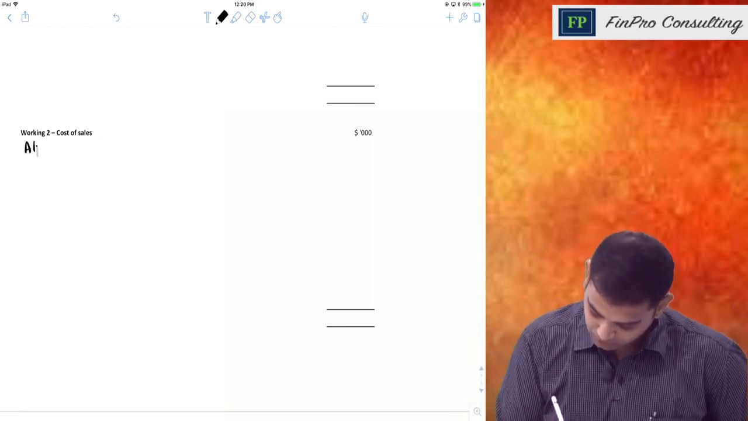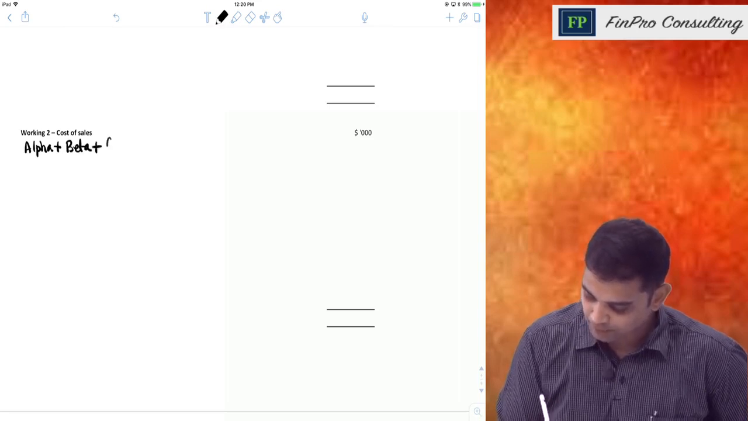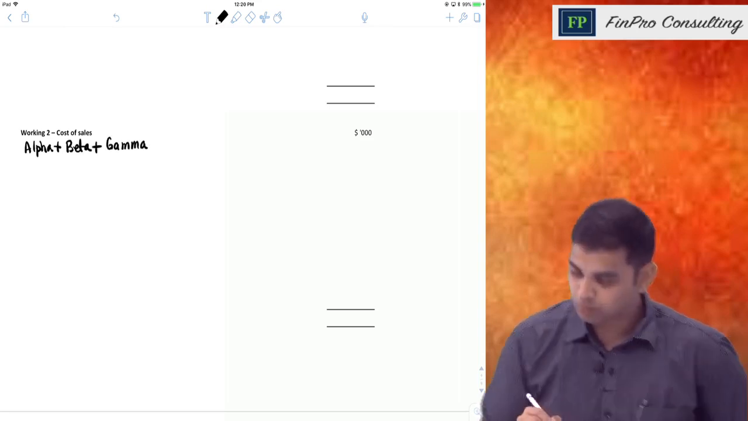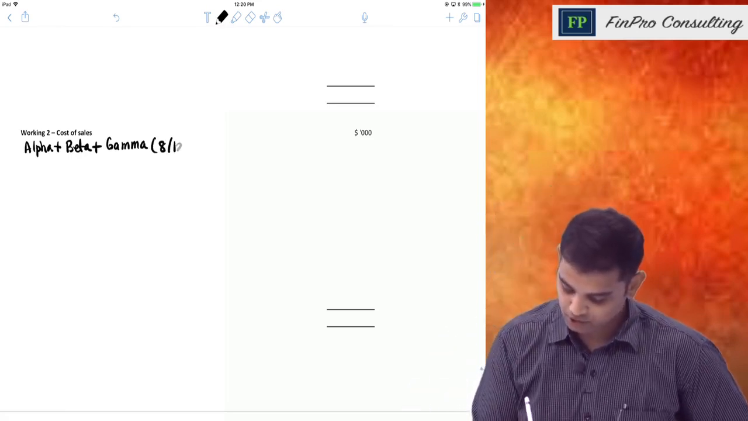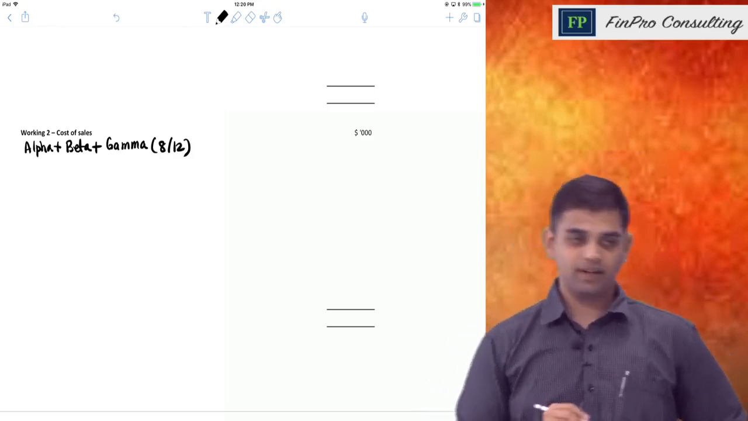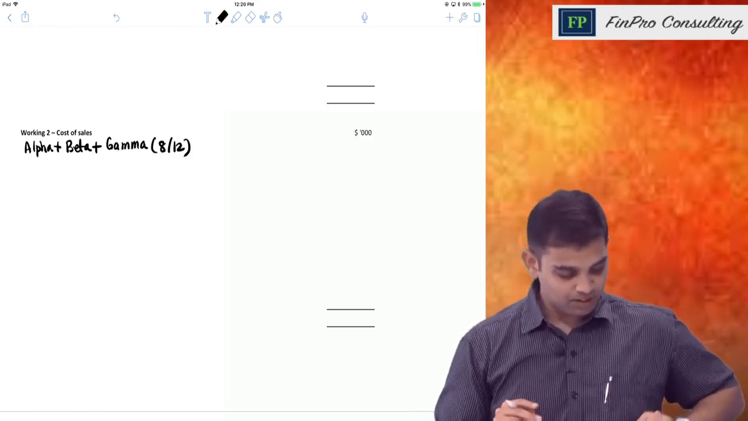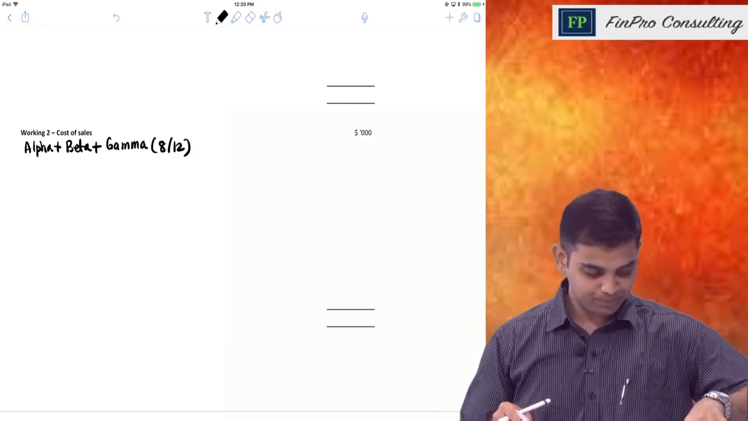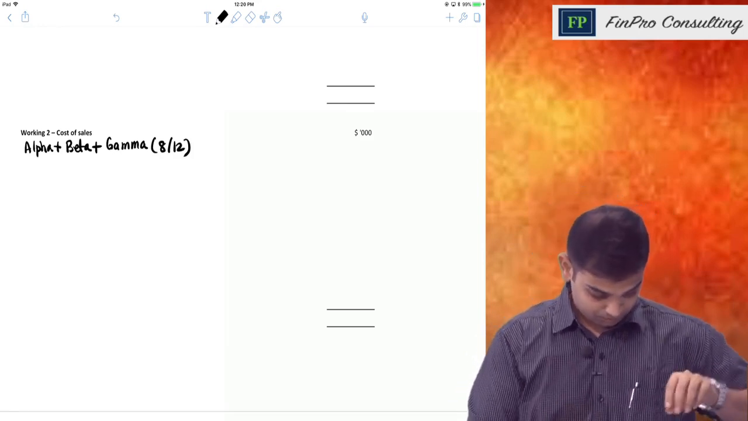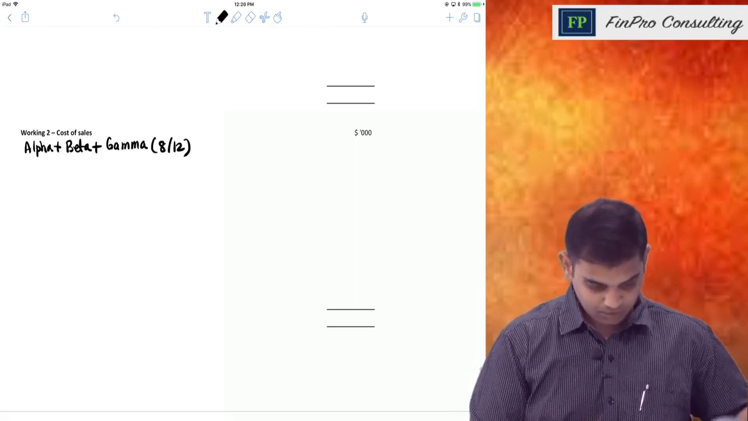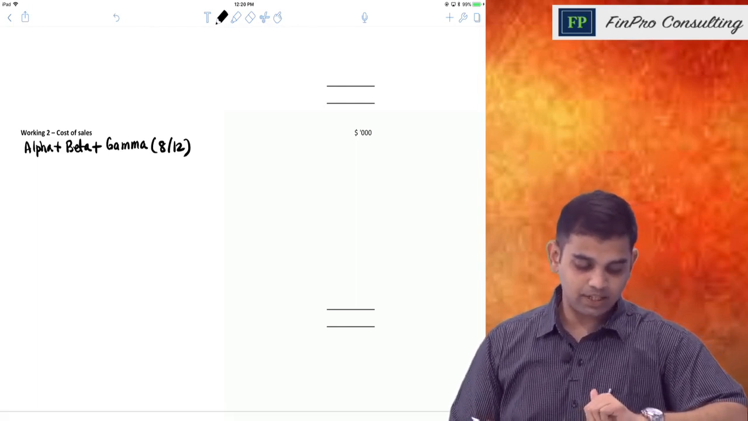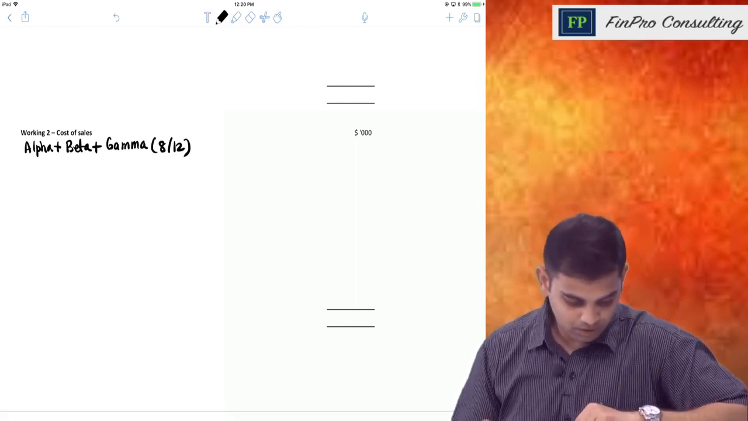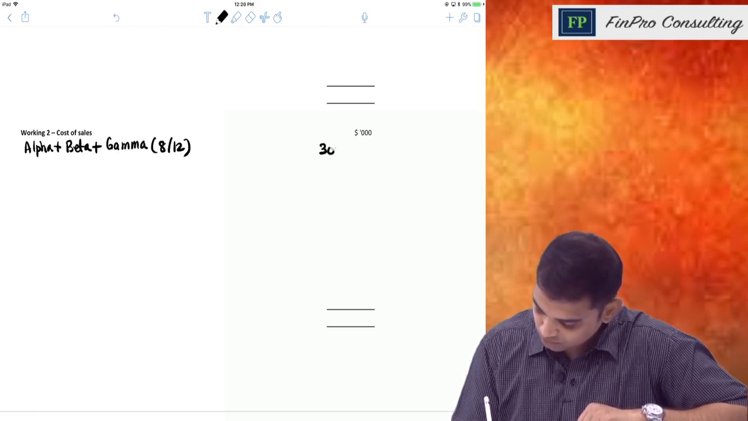So alpha plus beta plus gamma. Now one more important point, gamma is only for 8 months. So 8 divided by 12. Right? Yes. So what is the amount of cost of sales given in the problem? Yes. So it is 1,30,000 plus 1,10,000 plus 90,000 into 8 by 12. 3 lakhs or 300,000.